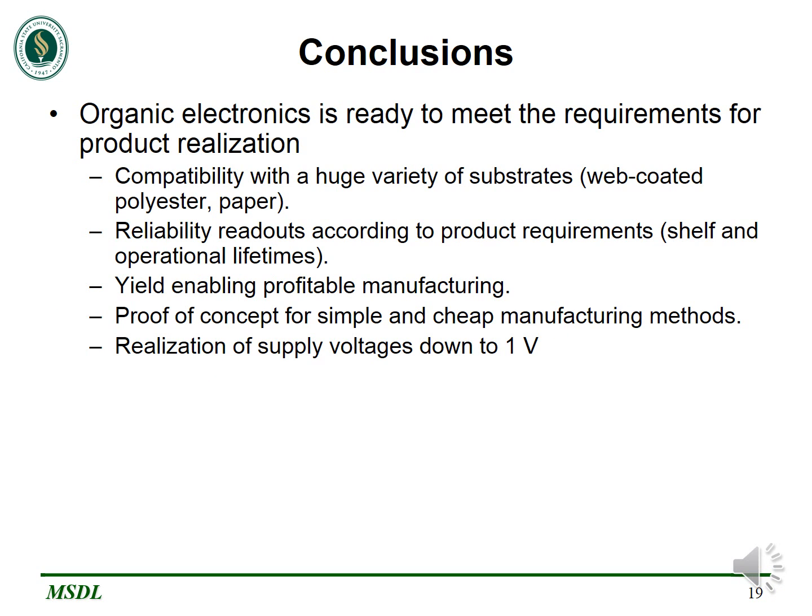So at the end, we can say that organic electronics is ready to meet the requirements for product realization. It has compatibility with a huge variety of substrates, reliability according to the product requirements, yield enabling profitable manufacturing, proof of concept for simple and cheap manufacturing methods, and realization of a supply voltage that goes down to 1 volt. Because of all these advantages, in the last 10 years, the use of organic electronics has been high.